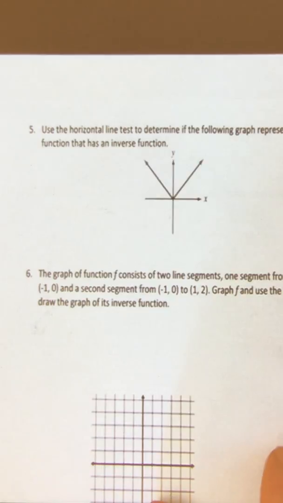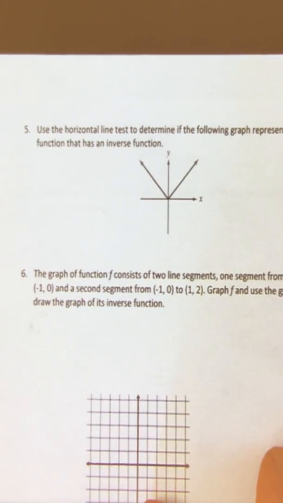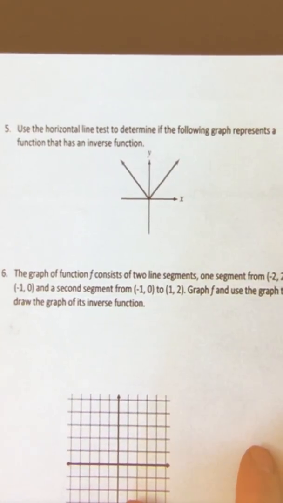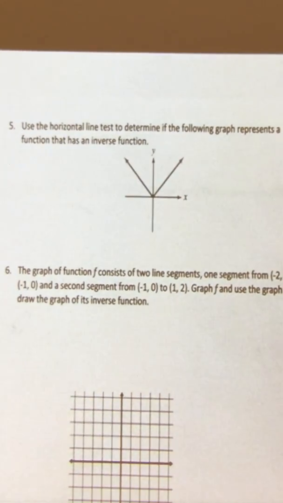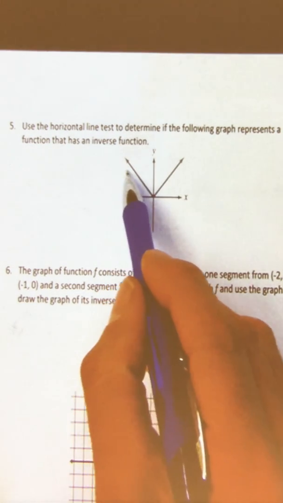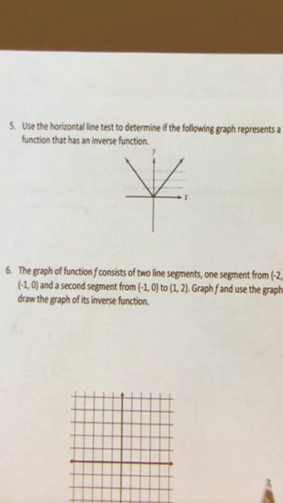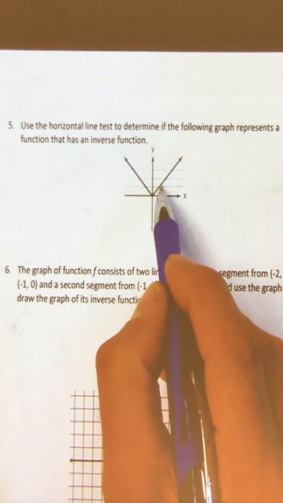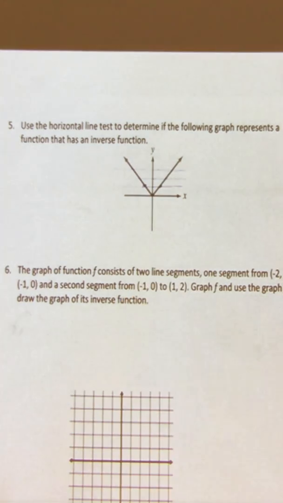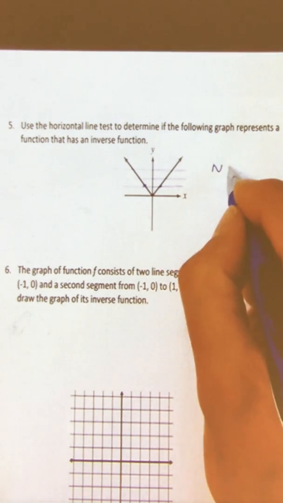Use the horizontal line test to determine if the following graph represents a function that has an inverse function. To have an inverse function, any horizontal line that you can draw on the graph can only intersect the given function one time. And we see that there are many such horizontal lines that we can draw that would violate the horizontal line test. We cannot have two y values for any one horizontal line. So this function does not have an inverse.